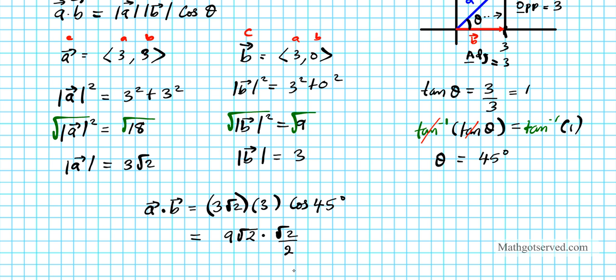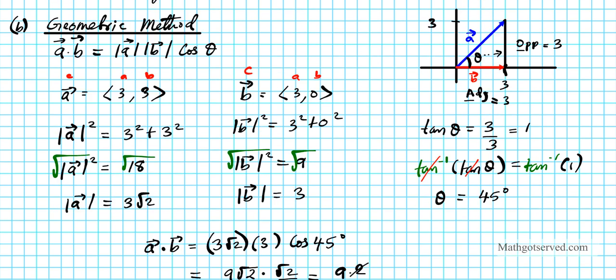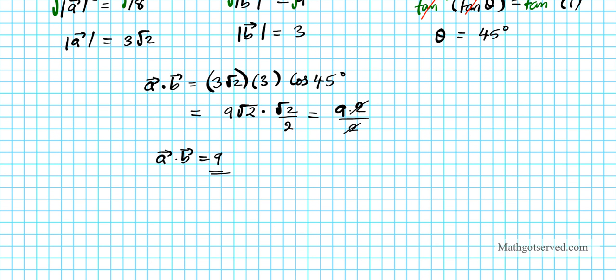So what we're going to do now is multiply, okay? So we're going to multiply across. So we have 9 roots 2 times root 2 is 2, right? So we have 9 times 2 over 2. So the 2's divide out. So we have the result A dotted with B equals 9. All right, so is this what we got earlier using the algebraic method? Absolutely, that's what we got. So we're confident that our answer is in fact correct. All right, so there you have it.